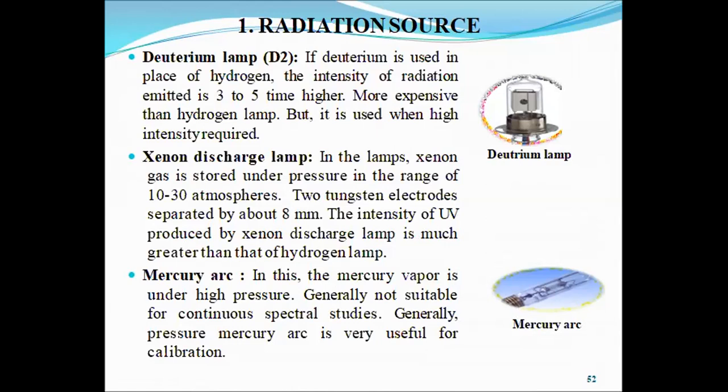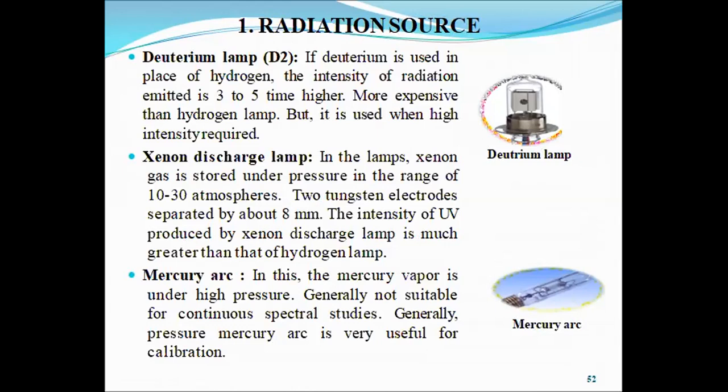So obviously it is more expensive also as compared to the hydrogen lamp, but it is not commonly used. It is used only when a high intensity is required. So next is the xenon discharge lamp. Here xenon gas is again stored under high pressure, and next comes the mercury arc lamp.